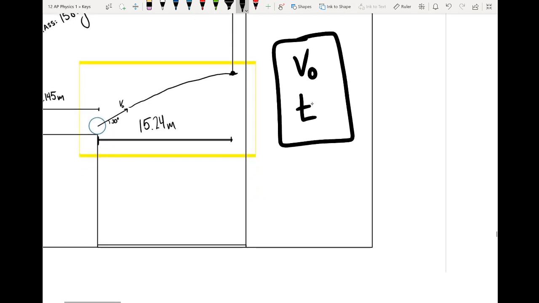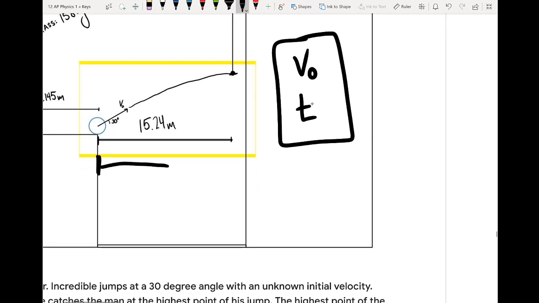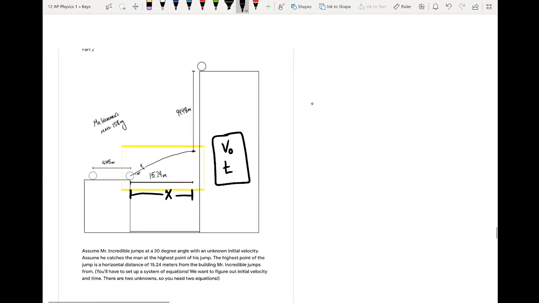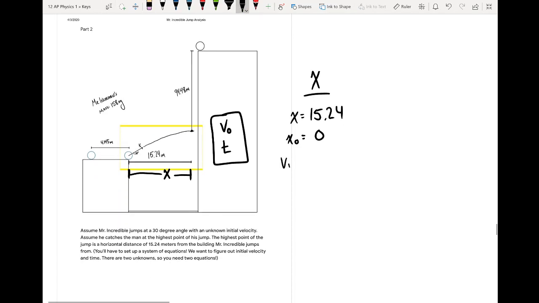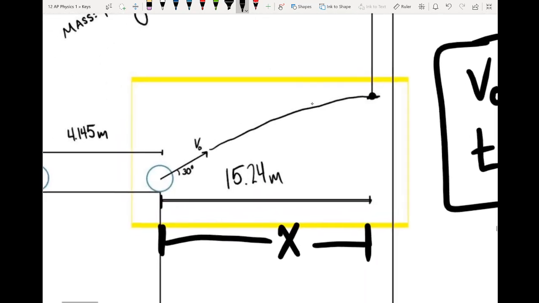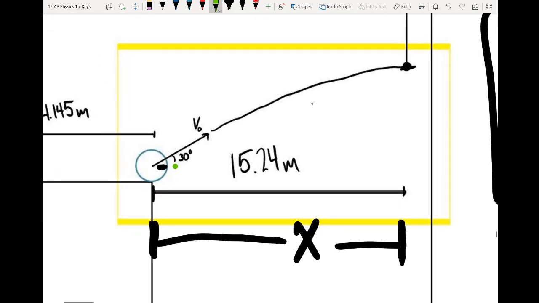So if I'm coming in here and saying, okay, what do I know? I know that the x distance that he travels is 15.24, so I can list that out. I can say x equals 15.24 meters, and x naught is equal to 0. We know that he has some initial velocity in the x direction of v naught cosine of 30. If the angle is 30 degrees, we can split this up into what's happening in the x direction and what's happening in the y direction.